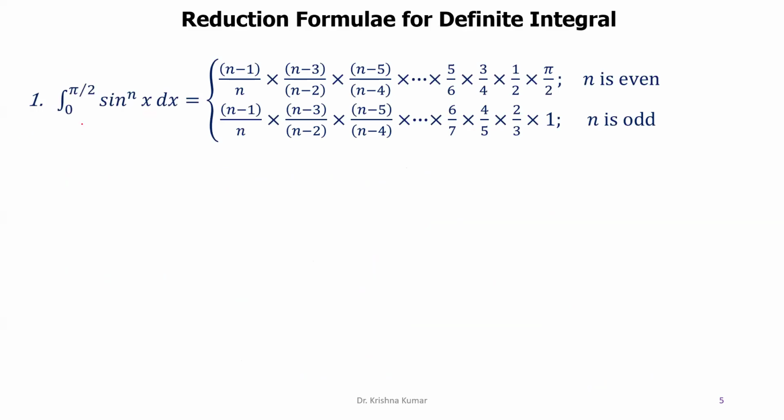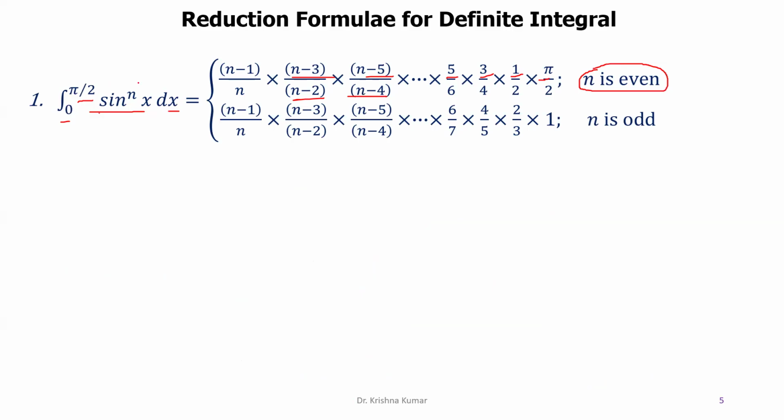Reduction formula for definite integral. So the first definite integral is integration of sine to the power n x under the limit 0 to pi by 2 with respect to x, which is equal to n minus 1 upon n into n minus 3 upon n minus 2 into n minus 5 upon n minus 4 into 5 by 6 into 3 by 4 into 1 by 2 into pi by 2 if n is even.